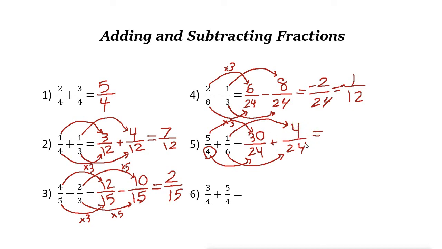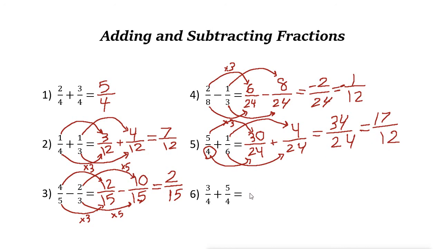Now if you add these two, the common denominator is 24. You can write it down. And 30 plus 4 is 34. 34 over 24 is the answer. You can simplify it. These two are even numbers. If you divide them by 2, 34 divided by 2 is 17, and 24 divided by 2 is 12. 17 over 12 is the answer.